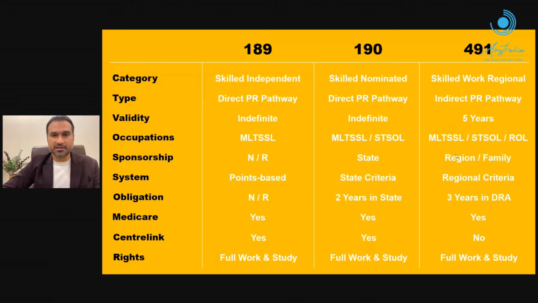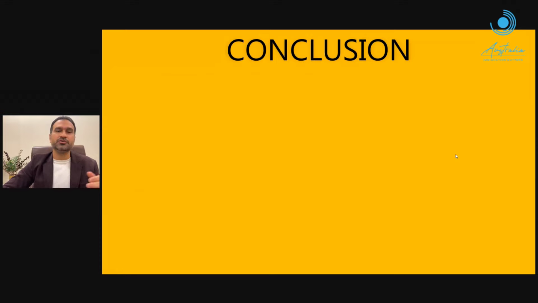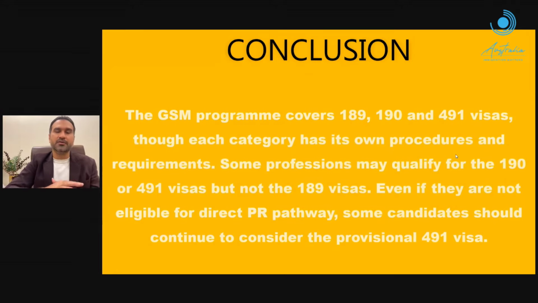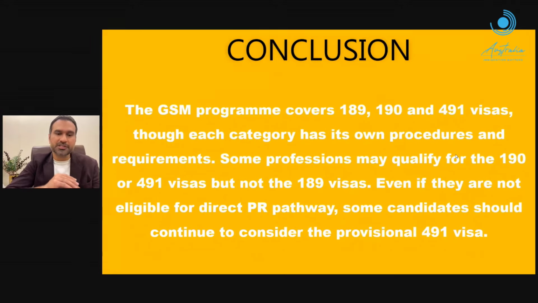I hope this has been a help for you. To conclude, I would say that the general skilled migration program covers 189, 190, and 491 visas, though each category has its own procedures and requirements. Some professions may qualify for the 190 or 491 visas only, but not for the 189 visa.